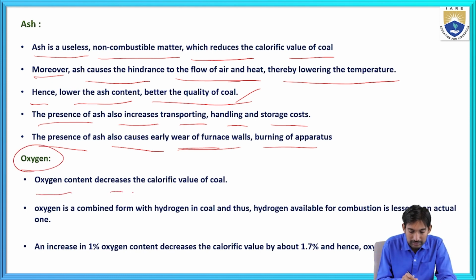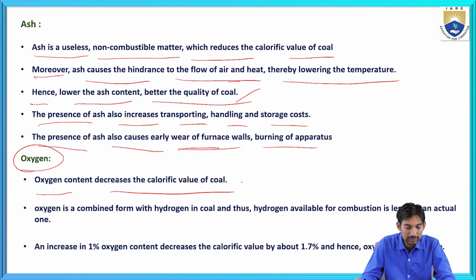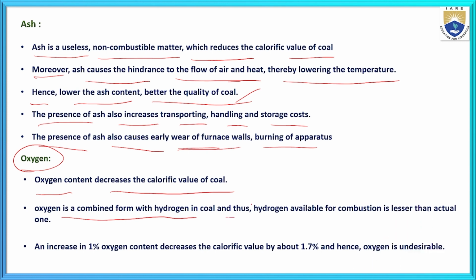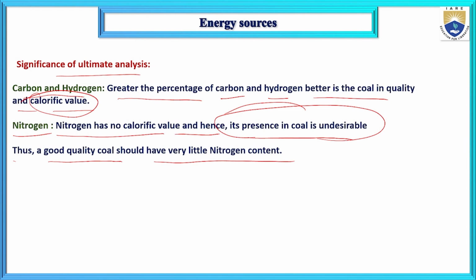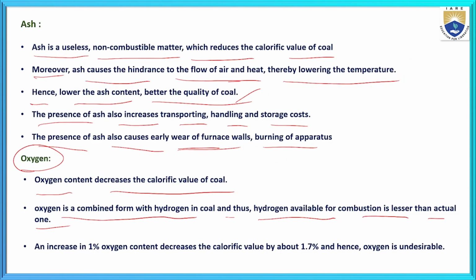The significance of oxygen. The oxygen content decreases the calorific value of coal. Oxygen combines with the hydrogen present in the coal to form water molecules, so the hydrogen available for combustion is lesser than the actual amount. A higher percentage of hydrogen gives the highest calorific value, as we discussed in the first point. If oxygen is present in the coal, it reacts with the hydrogen and reduces the percentage of hydrogen present. That's why the calorific value decreases.